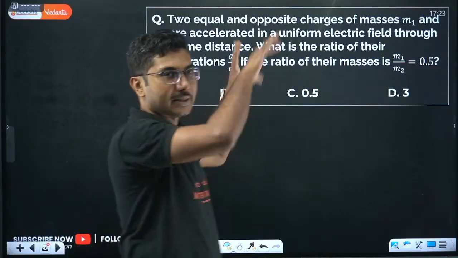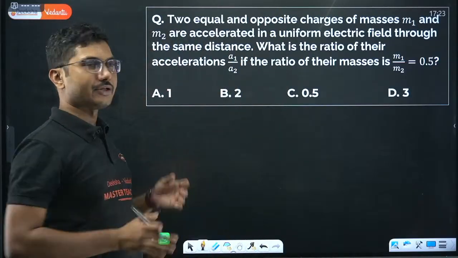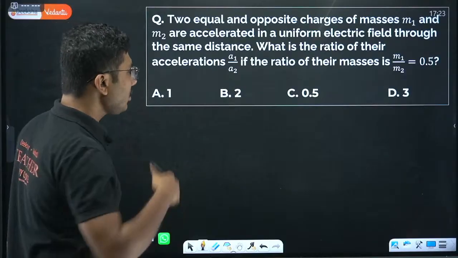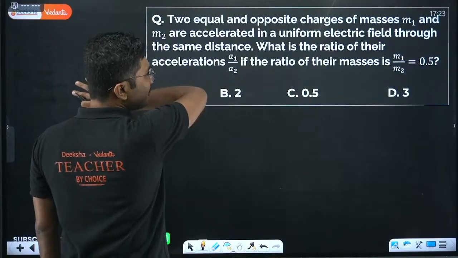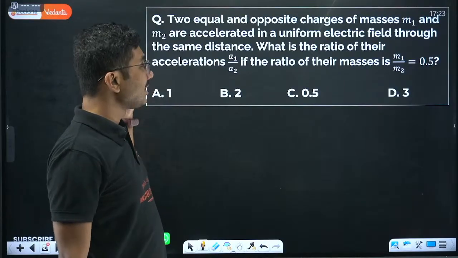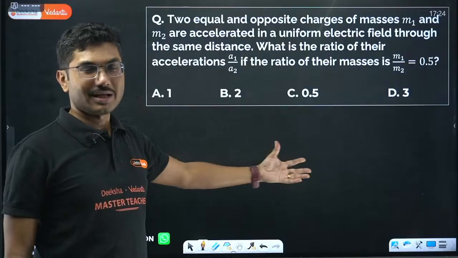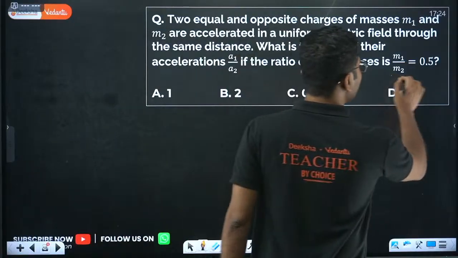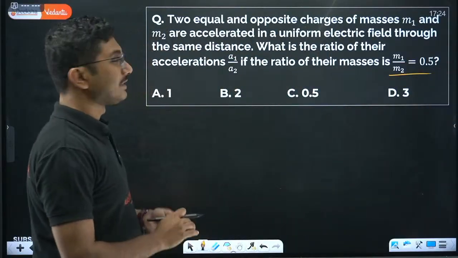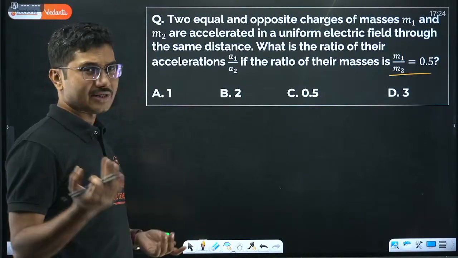This is like a chapter summary, not only Gauss's law. So how do I approach this kind of question? If you see that mass is given, charge is given, and they are asking you the ratio of their accelerations, and the mass ratio is given, don't worry. Charges are equal, charges are opposite, that does not matter for the acceleration eventually.